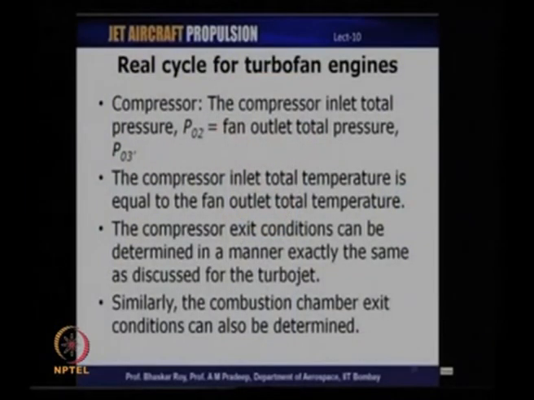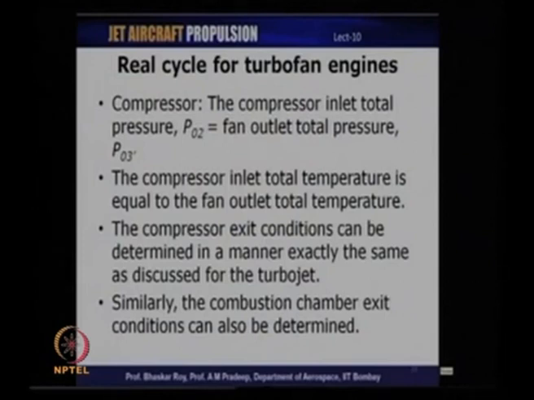The analysis for the compressor and the combustion chamber is exactly the same as that for the turbojet, so I will not repeat it here again. The compressor exit stagnation pressure will be equal to the inlet stagnation pressure multiplied by the compressor pressure ratio. The compressor exit stagnation temperature can be calculated based on the compressor efficiency, the same way as we did for the fan, the same way as we did for the turbojet engine. So, it is exactly the same way. Similarly, the combustion chamber calculations are exactly the same as what we did for a turbojet engine. So, for the compressor and the combustion chamber, we will not repeat the calculations because it is the same.